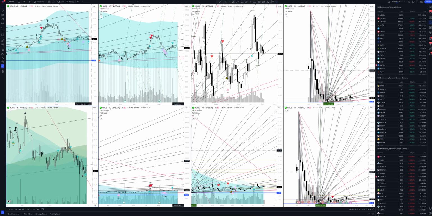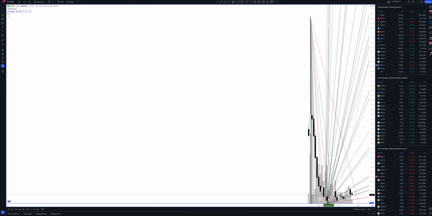Today we will take a look at Robinhood Markets, Inc. stock. Let's analyze the market situation and find out how you can make money on it. We start the analysis from the global market.